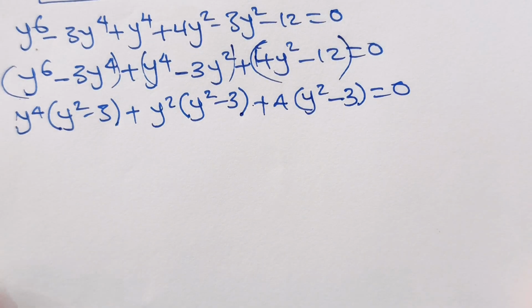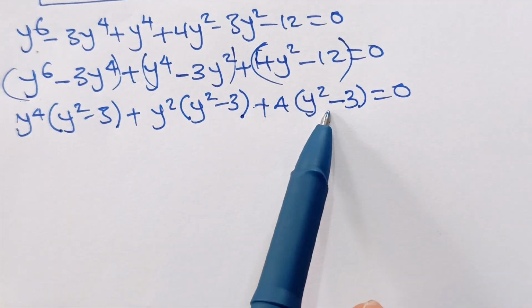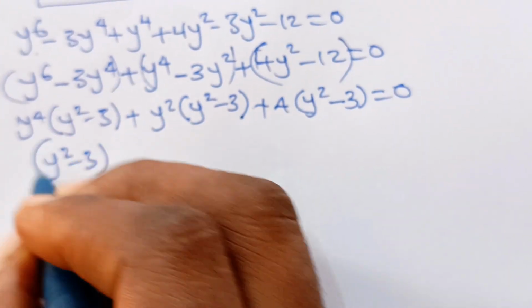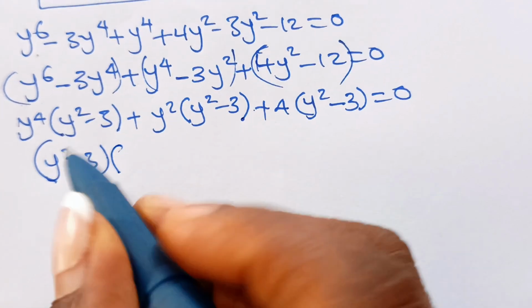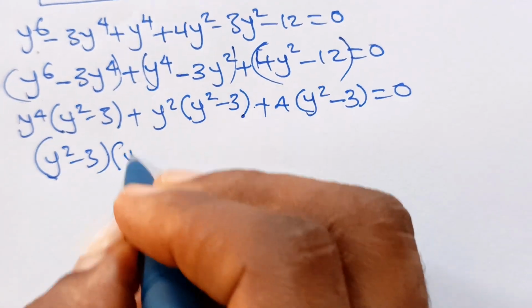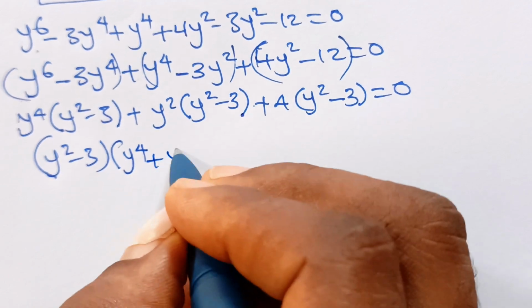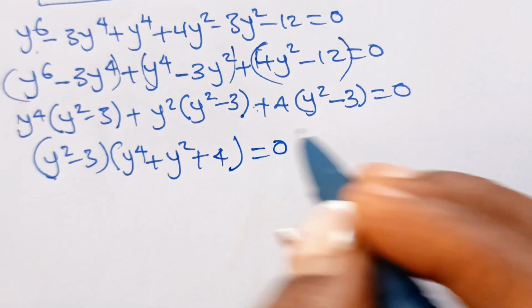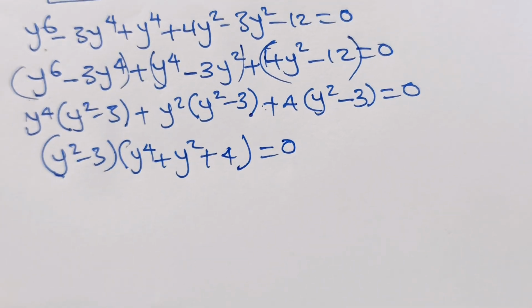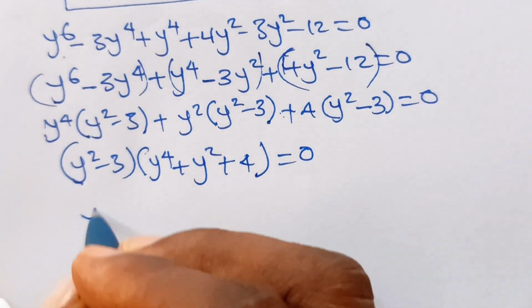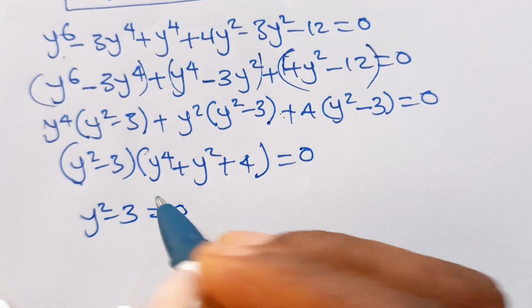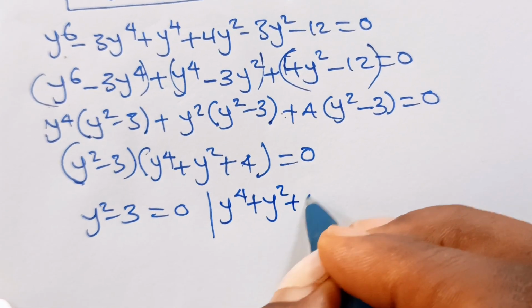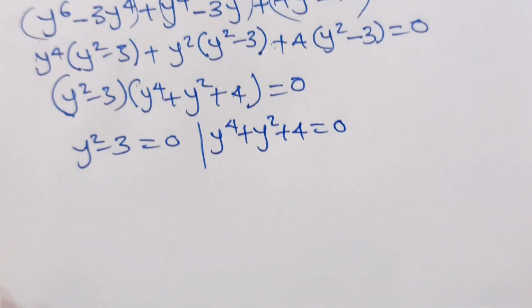Now, when you look at what we have here, we have the same thing inside the bracket. Therefore, we can write this as, we pick one, y to the power of 2 minus 3 brackets y to the power of 4 plus y squared plus 4, okay, is equal to 0. So from here, we can say that y to the power of 2 minus 3 is equal to 0, and that y to the power of 4 plus y squared plus 4 is also equal to 0.